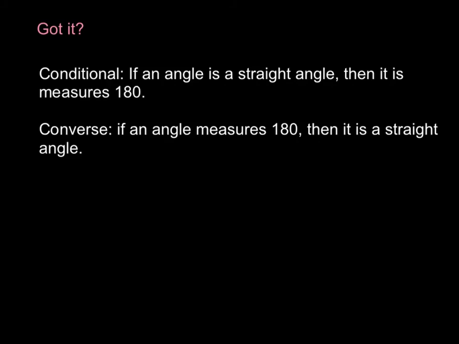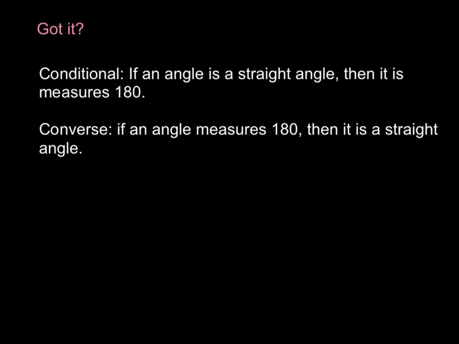So on page 616, we're going to look at the got it problem. In this definition of a straight angle, is it reversible? If yes, write it as a biconditional. So it says the definition of a straight angle is an angle that measures 180 degrees. So the first thing you have to do is write a conditional. So as we wrote, our conditional states that if an angle is a straight angle, then it measures 180 degrees.